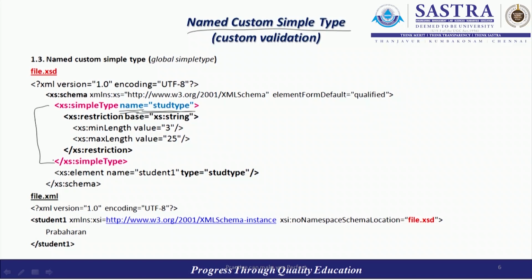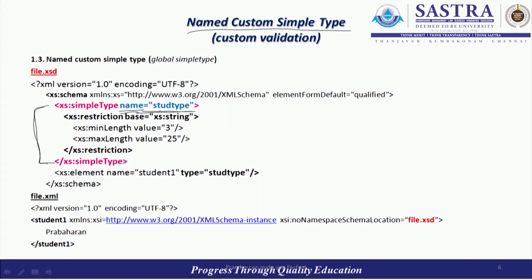The named custom simple type, what we have additionally, we have given a name for the simple type. If we give like this, the same element definition can be used for defining any more XML elements.